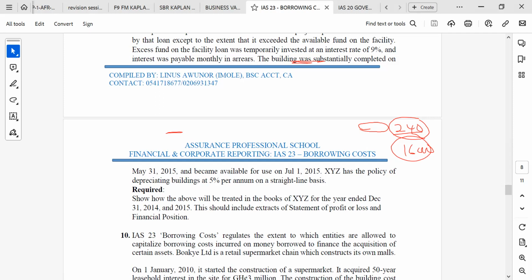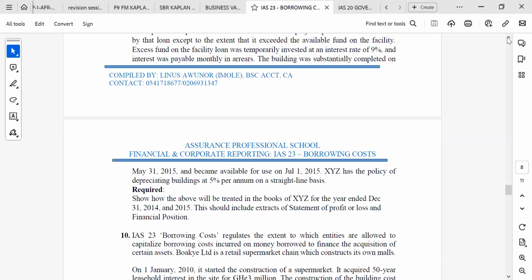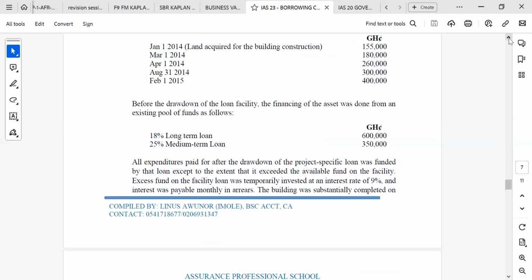Okay, so let's count the general borrowing for 2015. The general borrowing will be from February to May. It will be the beginning of February to May. That is when the next transfer from the general borrowing was made, on 1st February. And this is going to last from February to the time that the building was completed, which is 31 May 2015.